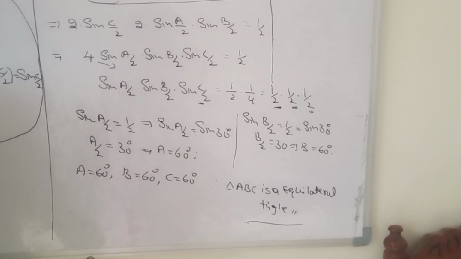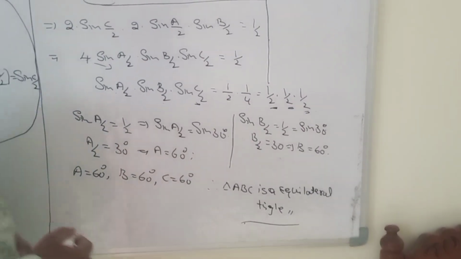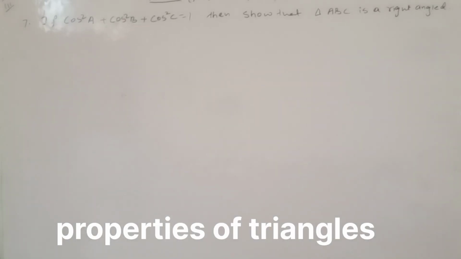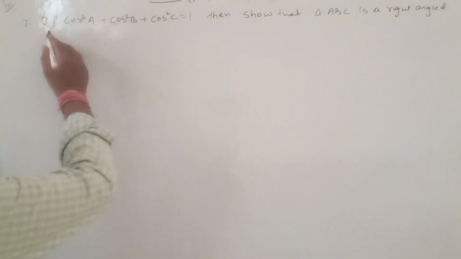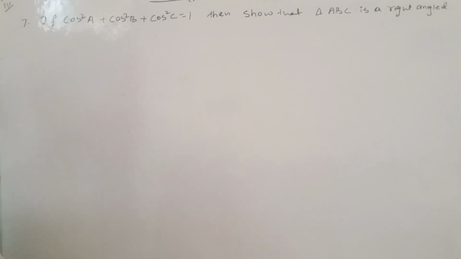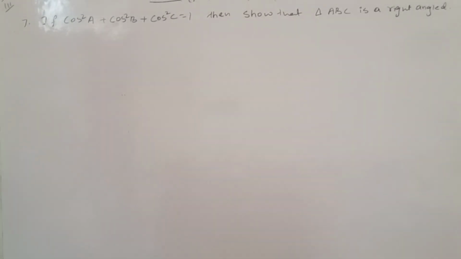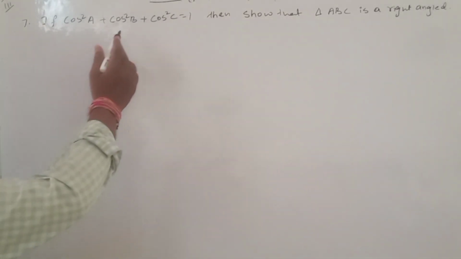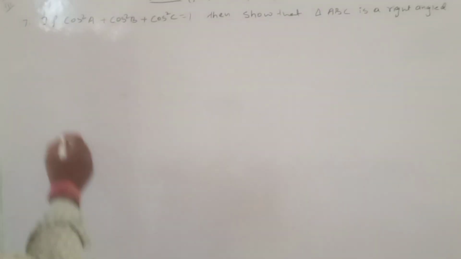Therefore, we say that triangle ABC is an equilateral triangle. This is the conclusion. Here, long answer question. Properties of triangles, 7th problem. If cos square A plus cos square B plus cos square C is equal to 1, then show that triangle ABC is a right angled triangle.